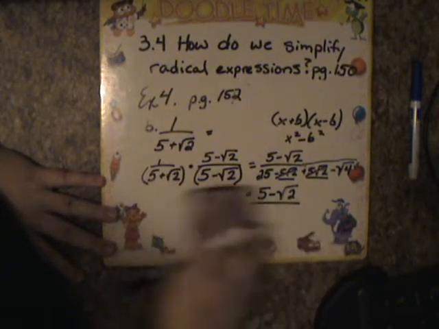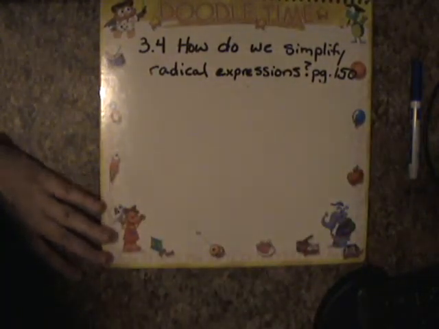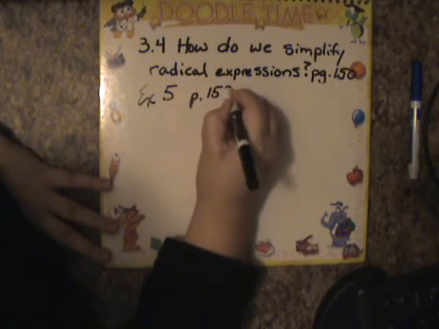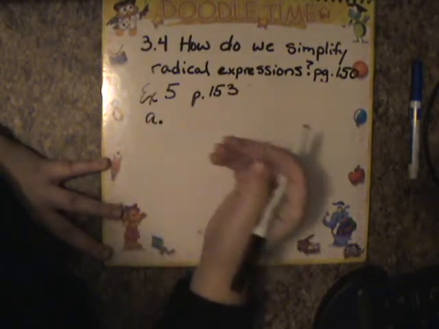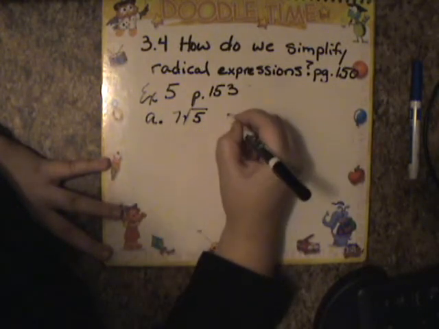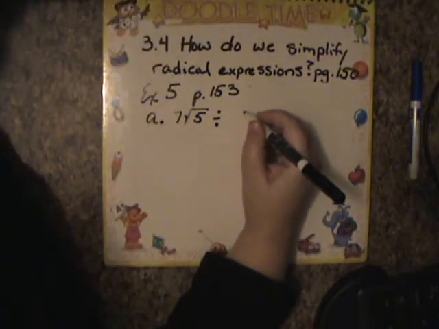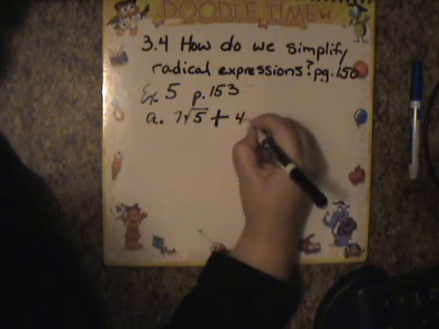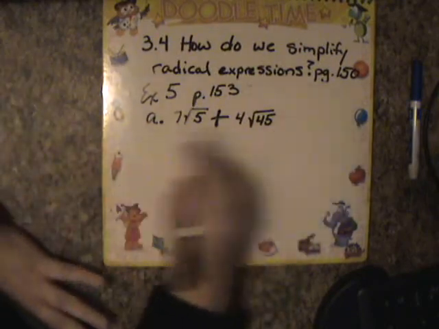Example 5. This is the next page, page 153, example 5. Now, on this page, I have my first part, 7 radical 5, and it says divided by, I think it says, nope, it says plus 4 square roots of 45. So in this case, we want to add them.